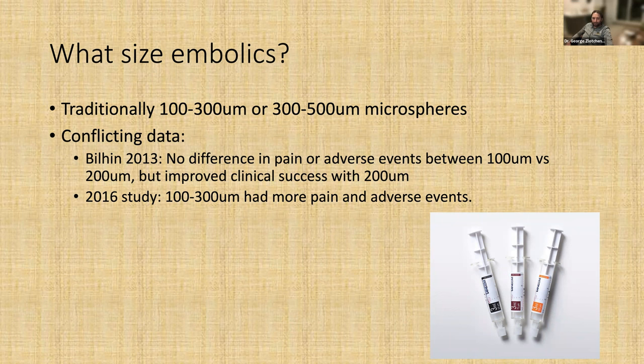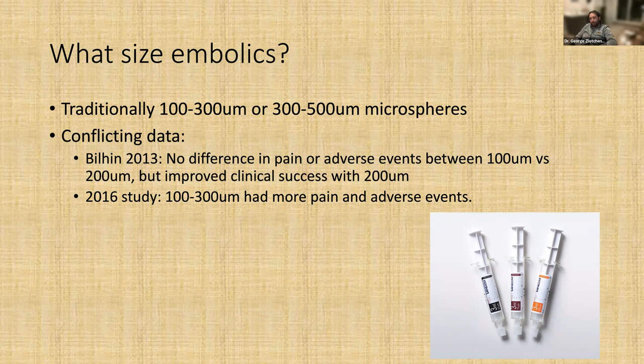There was a study done that showed there was no difference in pain or adverse events between the 100 versus 200, but there was improved clinical success with 200 micron. 26 studies showed that the 100 to 300 micron microspheres had more pain and adverse events than the 300 to 500 micron microspheres. So you may have a better outcome, but you have more adverse effects. So you have to weigh that. I use the 300 to 500 microspheres.